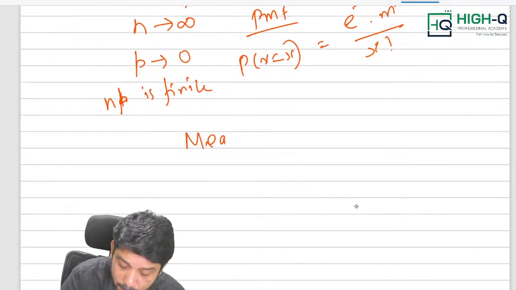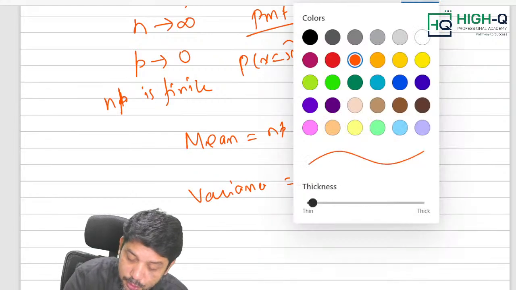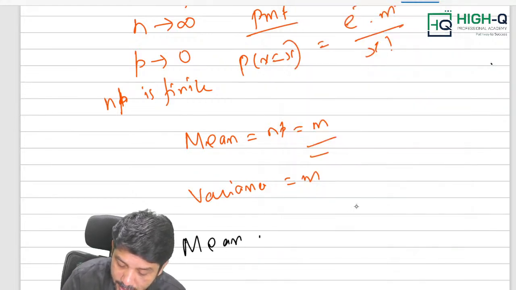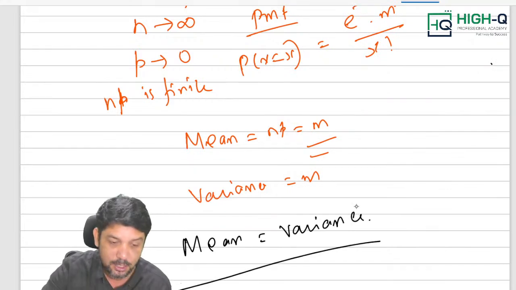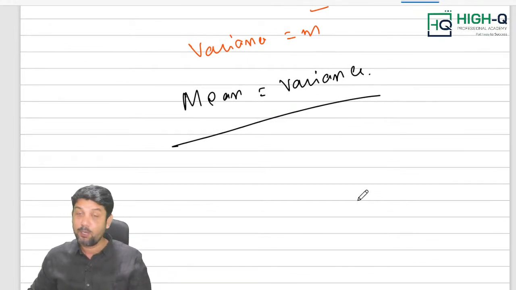What is the mean of a Poisson distribution? It is nothing but np, which we denote by small letter m. Variance is also m. So from this we come to know that in the Poisson distribution mean is equal to variance. In binomial distribution mean is greater than variance.